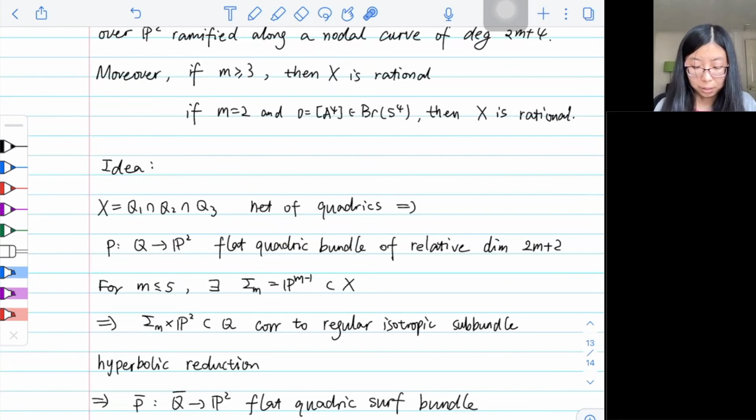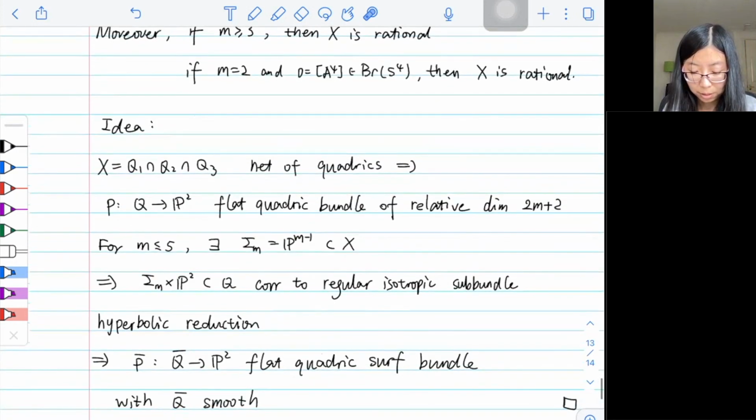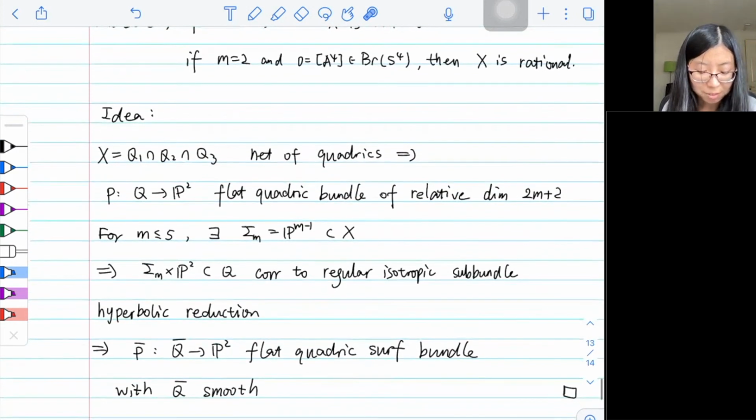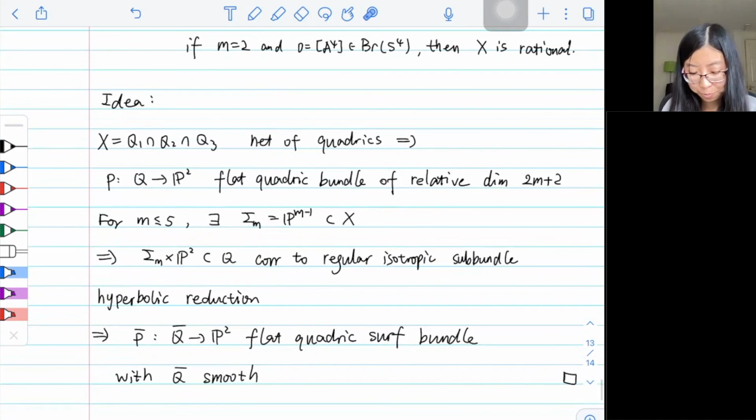Now this projective space P^(n-1), since it's contained in all 3 quadrics, will be contained in every fiber of this quadric bundle. So now you have a trivial family, and you can apply the hyperbolic reduction. This is the higher version that I mentioned before. So now you can reduce to a quadratic bundle whose relative dimension is 2.